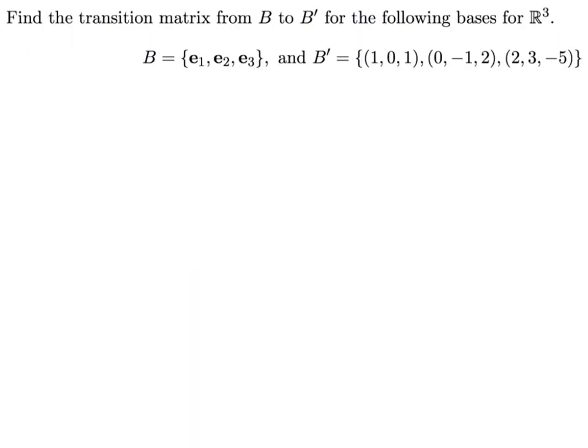Let's do it on an example. So in this example, we're in R3 again. It says find the transition matrix from B to B prime for the following bases. So B is the standard basis for R3, and B prime is a non-standard basis for R3. So we want a transition matrix to go from B to B prime. So according to the theorem, we line up the vectors in B prime as the columns on the left, and the vectors in B, the standard basis, as the columns on the right. So it looks like this.